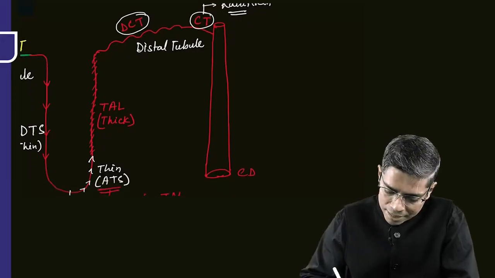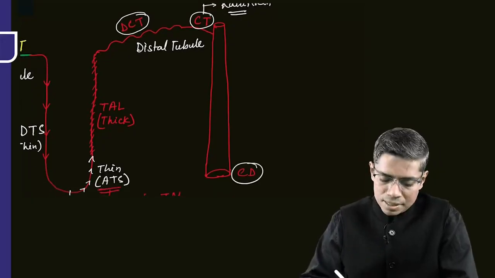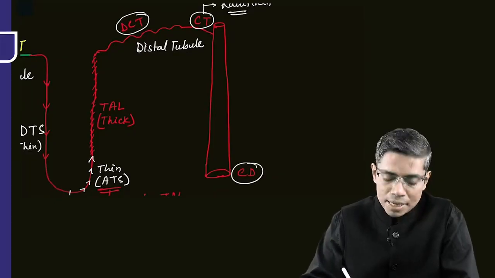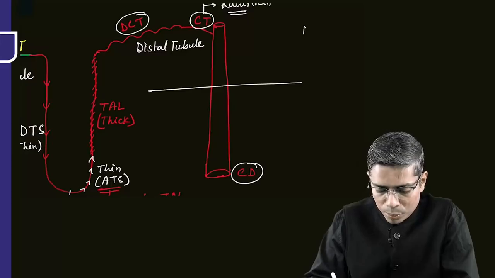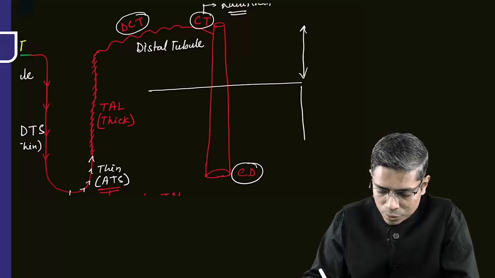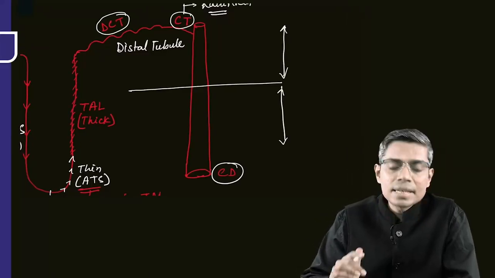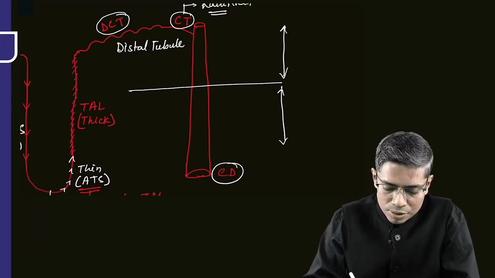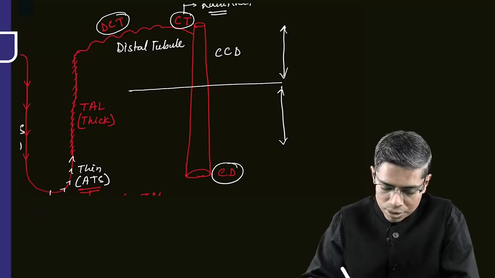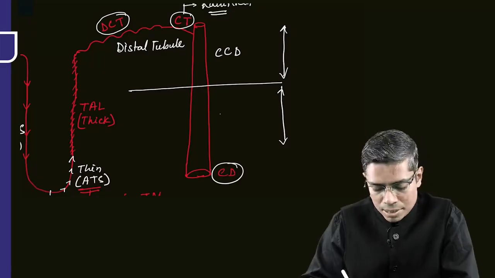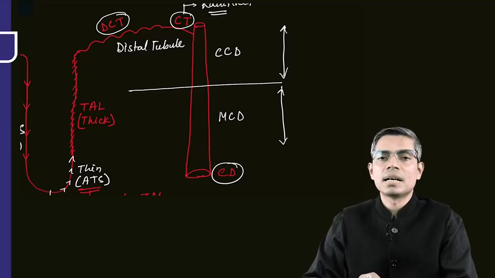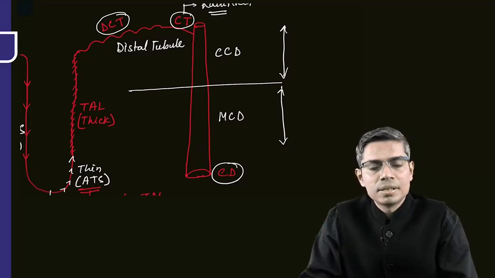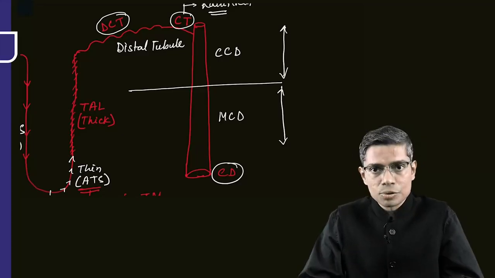Now this collecting duct, whether it is located inside the cortex or medulla. Suppose the above portion is the cortex and this portion is the medulla. So the collecting duct has two parts. The portion which is present within the cortex is known as the cortical collecting duct, and the portion which is present within the medulla is known as the medullary collecting duct. Each of these portions has important functions, that we are going to discuss gradually.